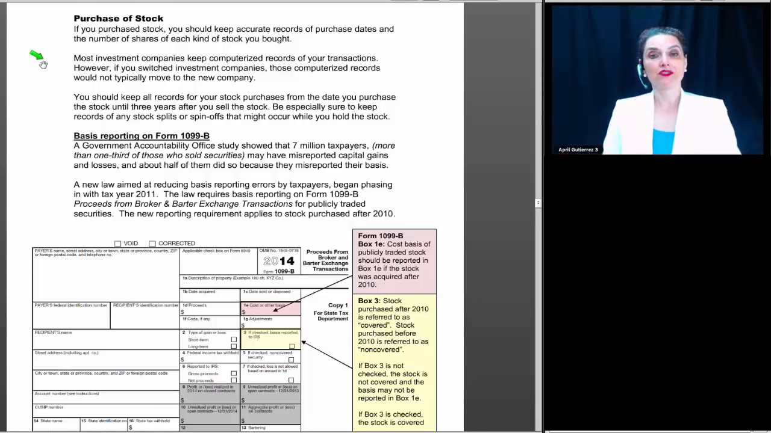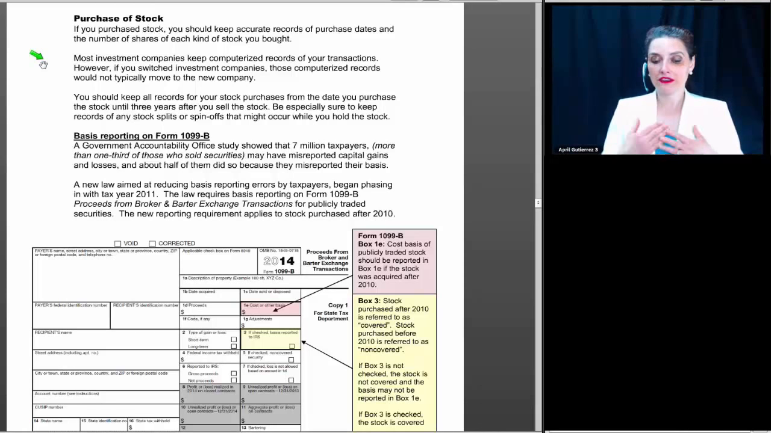And that's a really good question, because if you don't have those records, how do you show what your basis is? So that can be a challenge. But things have changed. As of 2011, this information is required to be tracked, and brokerage firms do need to keep track of what your cost basis is.